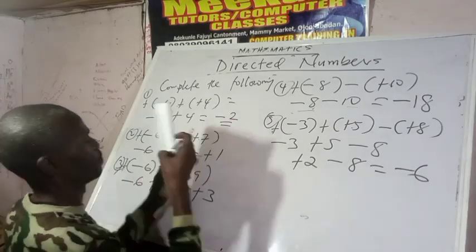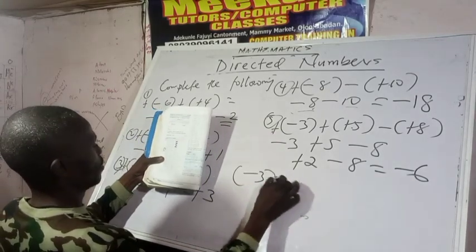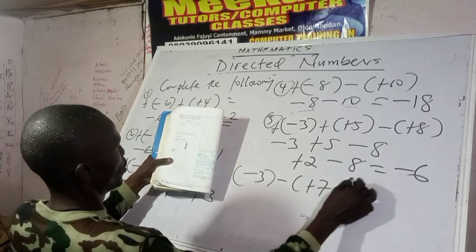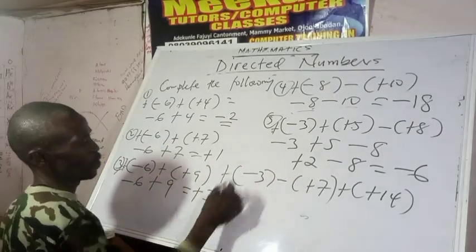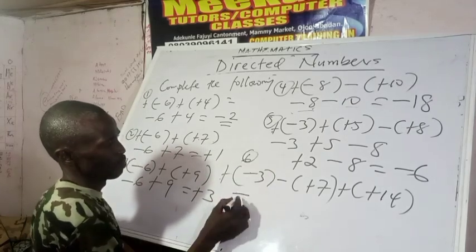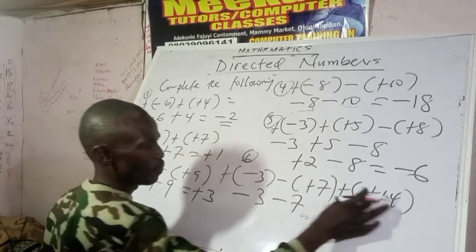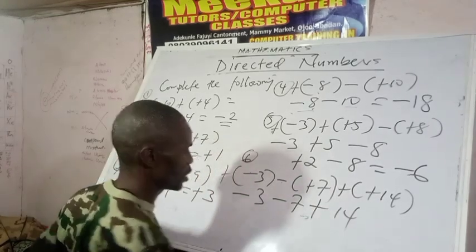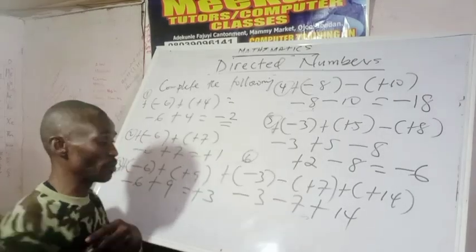And on a very last one on this note, you can also see another one. If you have, let's see, minus 3 minus plus 7 plus 14. This one, I put plus here. Plus minus will give me what? Minus 3. Minus plus will give me minus 7. Plus times 1 will give me plus 14.